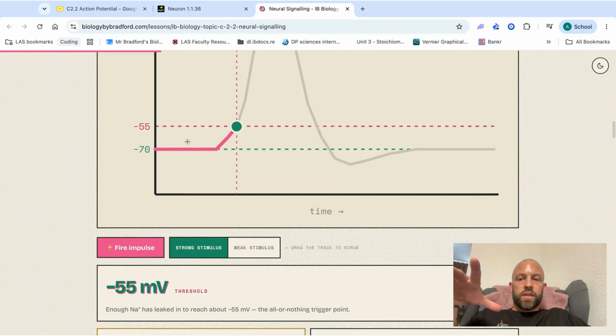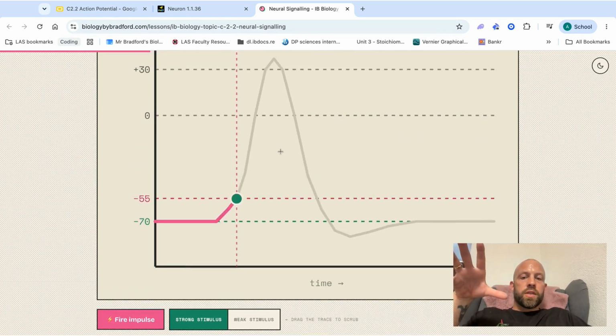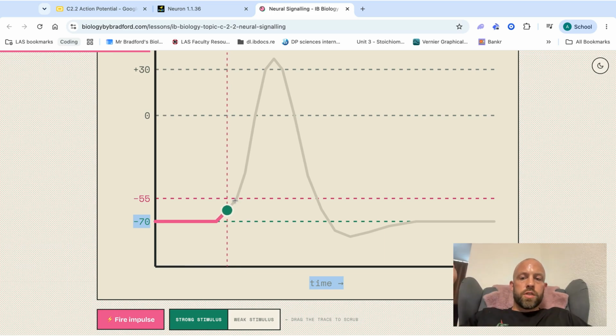Now, there's something called a threshold, which is really nicely demonstrated on my web sheet that you can go through. And here's our minus 55 threshold. So an action potential is all or nothing. It either happens or it doesn't happen. So if I have a stimulation that's below this threshold, nothing's going to happen. If I increase it to here, now we're going to have an action potential. You can see the next bit's very rapid.